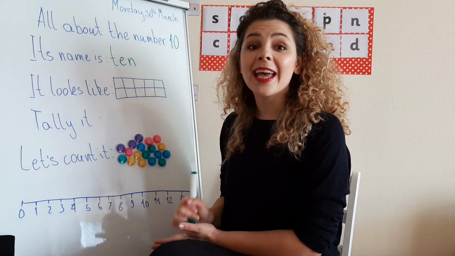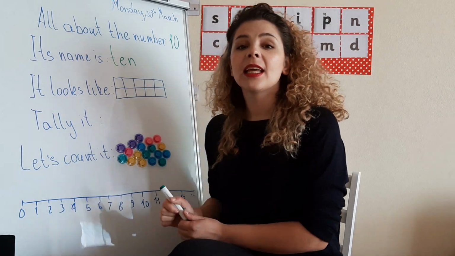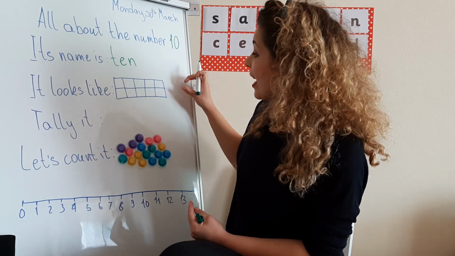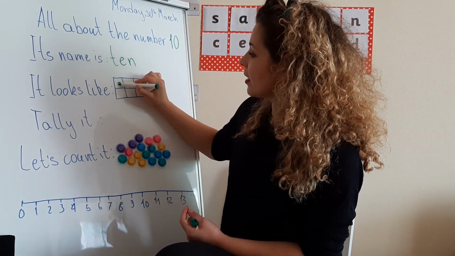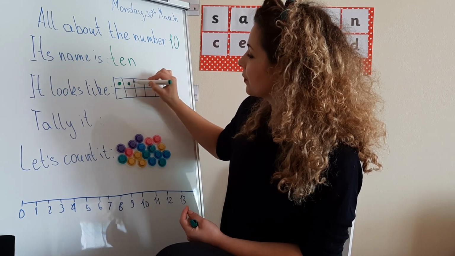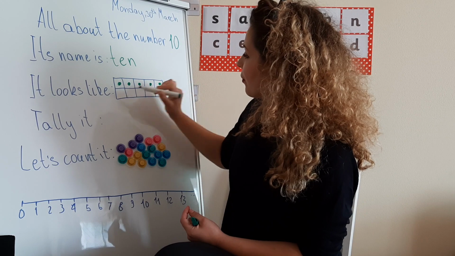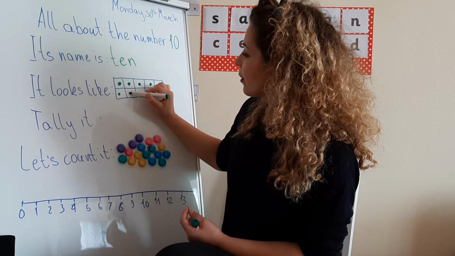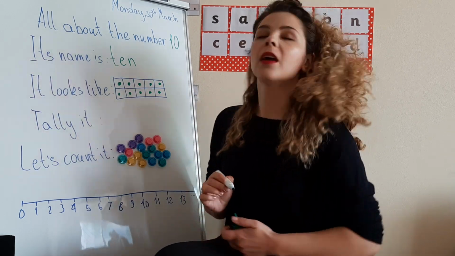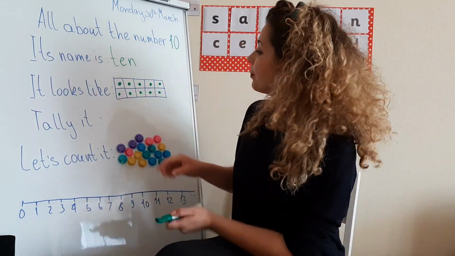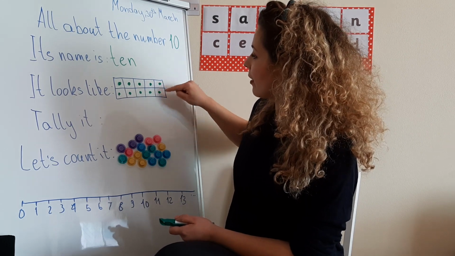Now, you remember that this is called a 10 frame. Why is it called a 10 frame? Because when it's completely filled in, you have 10 things inside it, okay? So we can just fill it in. First 5 frame and then the second 5 frame. Okay, so let's count. 1, 2, 3, 4, 5, 6, 7, 8, 9, 10.